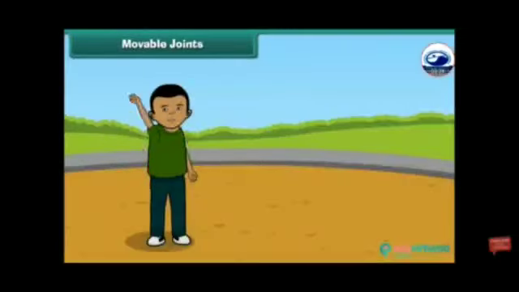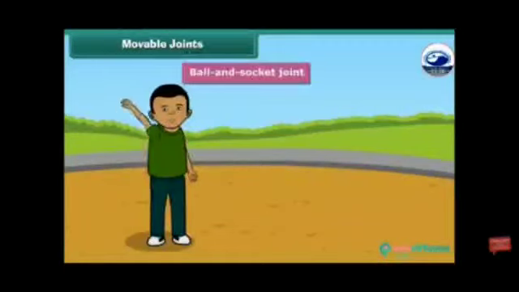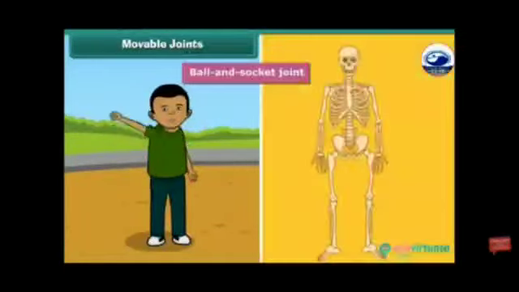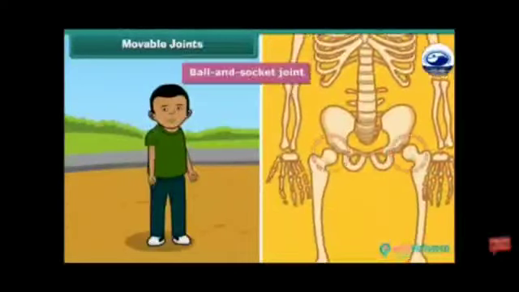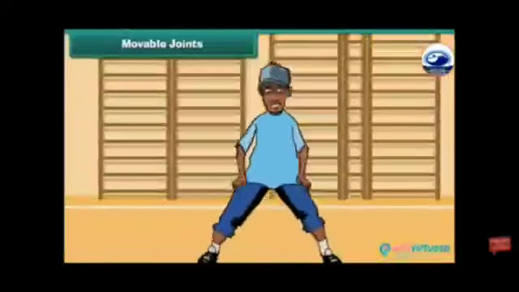The joints which join the bones to make the circular movement possible are ball and socket joints, for example. The bone in the upper arm is fitted to the bone in the shoulder by a ball and socket joint. Similarly, the thigh bone is fitted to the hip bone by a ball and socket joint.